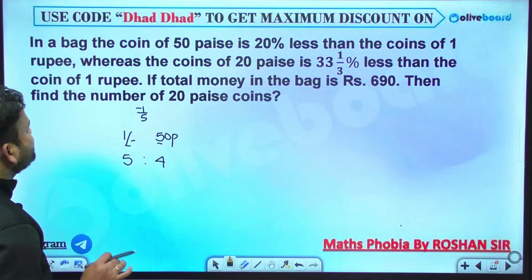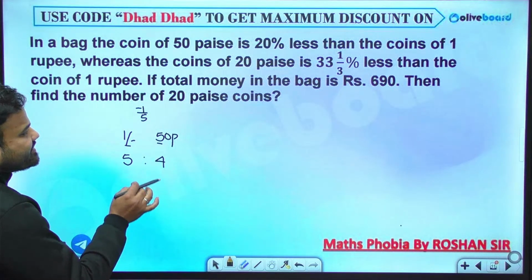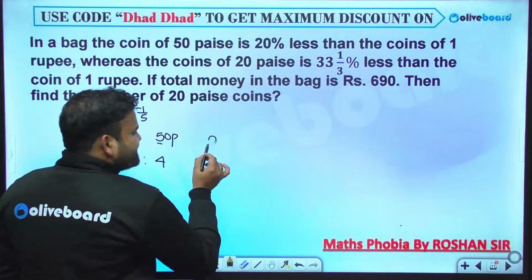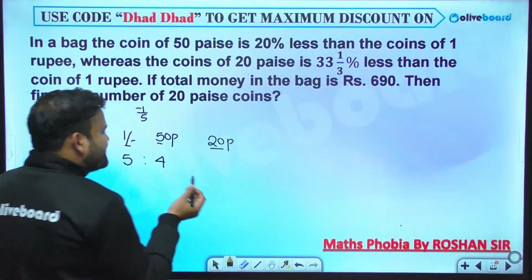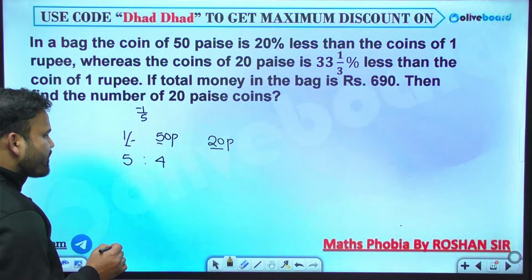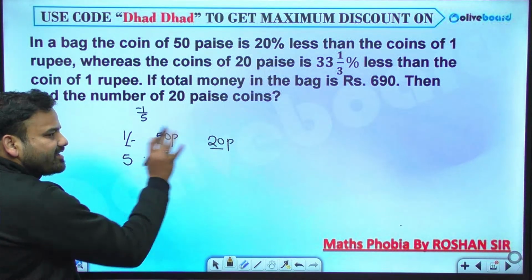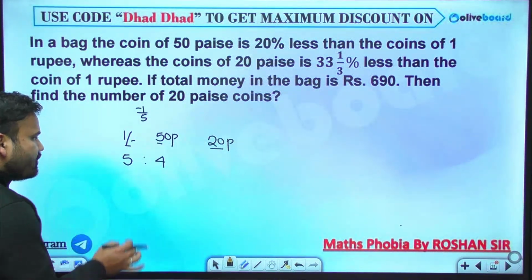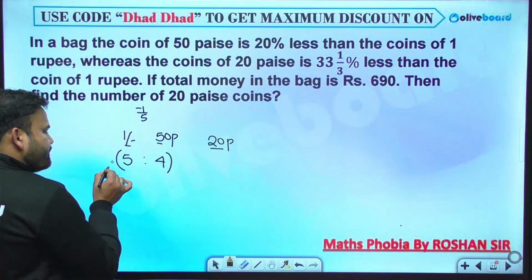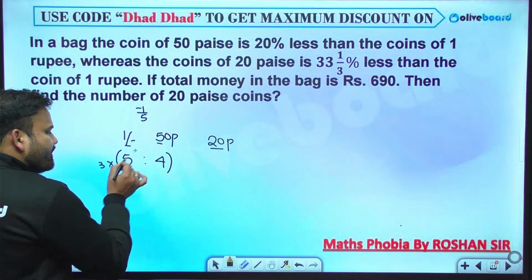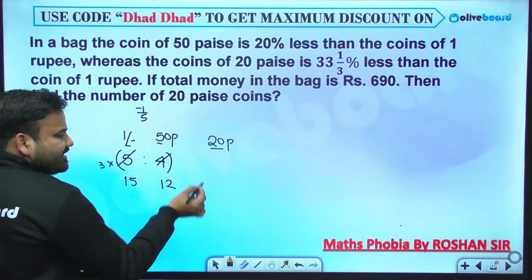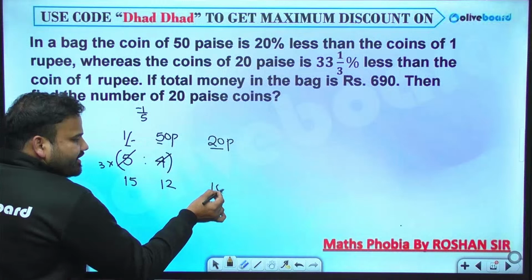Whereas the coins of 20 paise are 33 1 by 3% less than the coins of 1 rupee. As compared to 1 rupee, this is 33 1 by 3% less. This is not a multiple of 3, so multiply by 3. This will become 15, this will become 12. And what about this? 1/3 less, that means 10, isn't it?